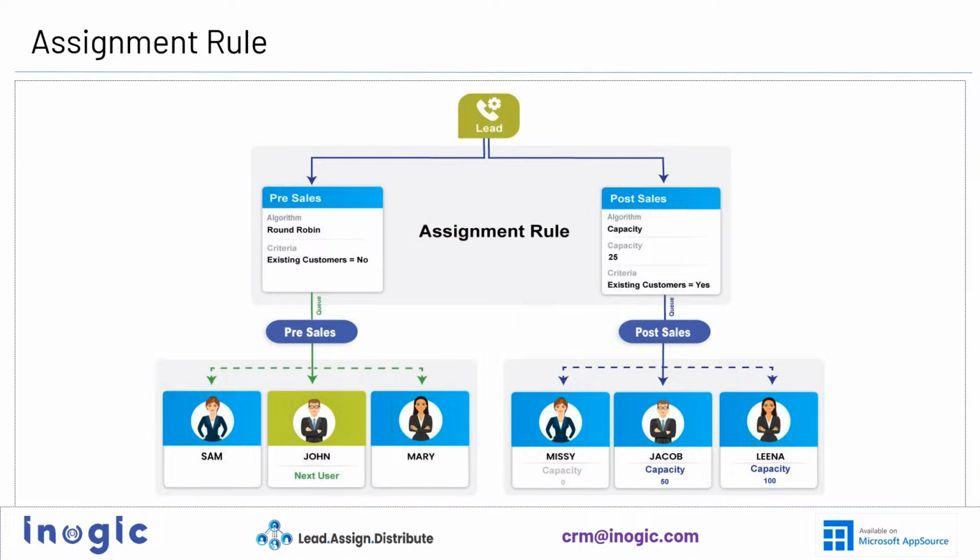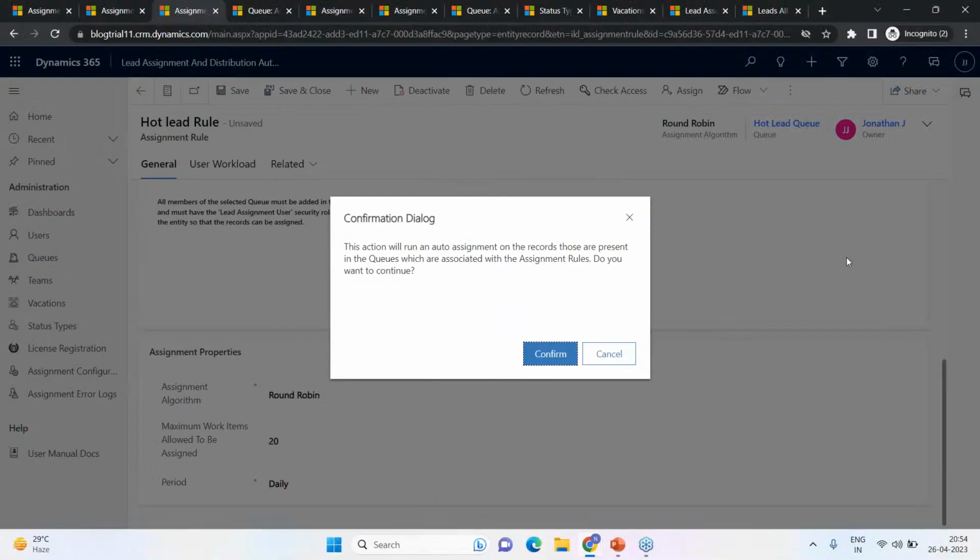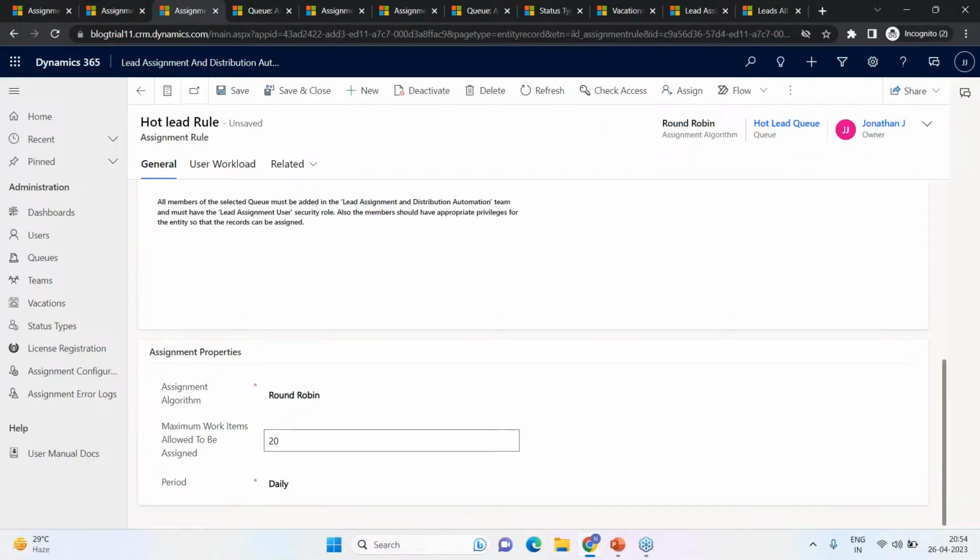In that case, the new leads being created would simply sit in the pre-sales queue. And once Sam, John, or Mary releases a resource, only after that would the new leads be assigned to them. Now, let me quickly go back to my CRM window. So that's all about the round robin algorithm.